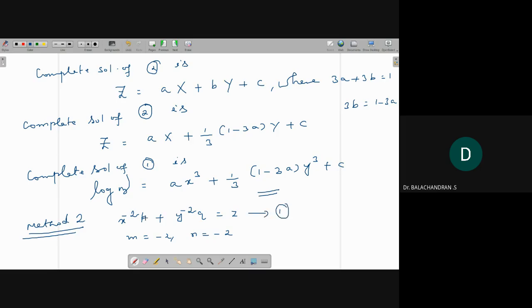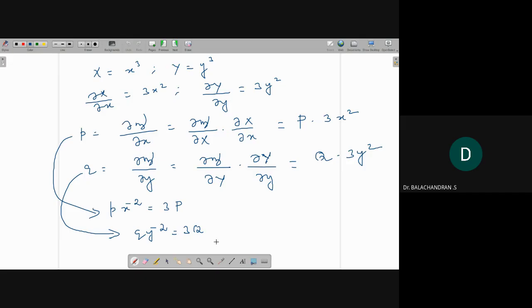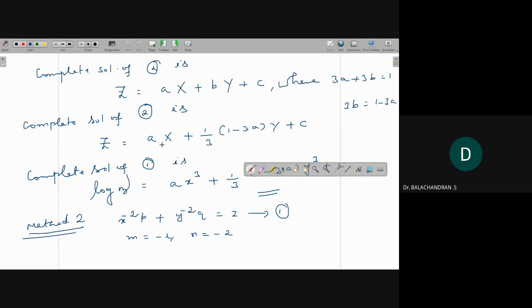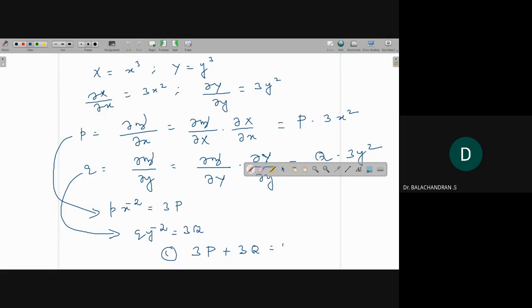Now, this is equation number 1. So P into x power minus 2 is what? Equation 1 implies 3P plus 3Q is equal to, right hand side is Z, I will take small z. I call this equation number 2, which is type number 3.